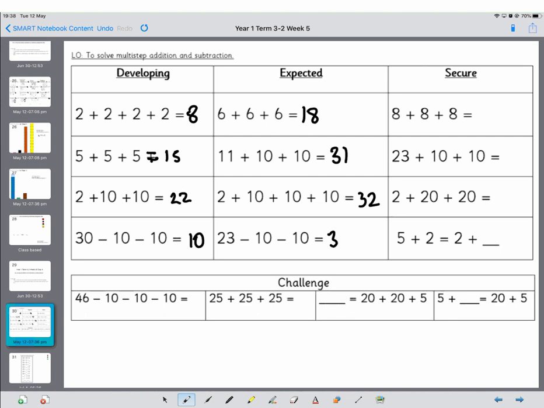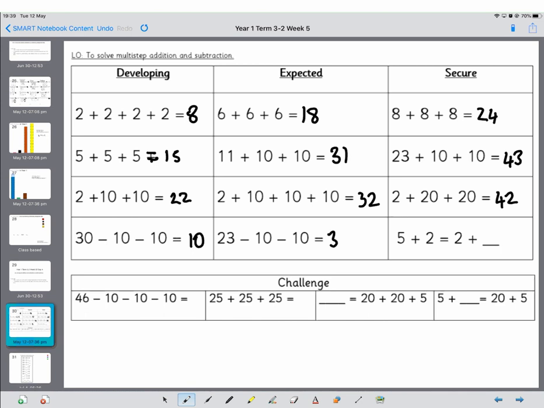Next one is 8 plus 8 plus 8. I would be inclined to dot that out to give you the array, so that will put counters out in groups of 8. That will give you an answer of 24. Then 23, add another 10 bar to 2 10s and 3 1s, becomes 33. Add another 10 bar, becomes 43. This time we're starting at 2 and we're adding 2 10 bars, so that becomes 22, and another 2 10 bars, that becomes 42.